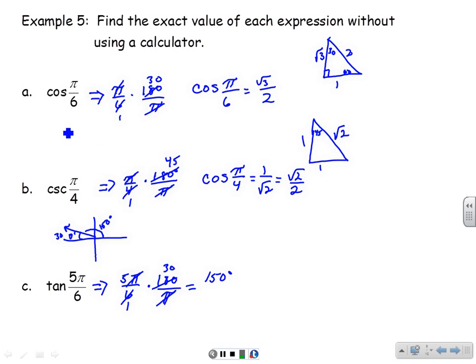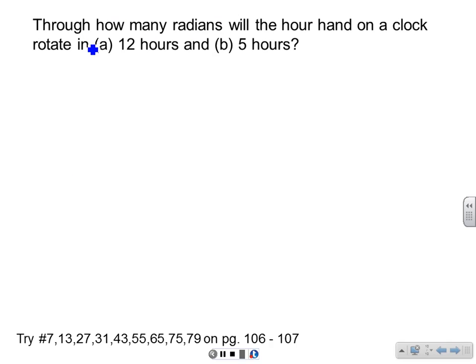And so really we're looking for tangent of 30 degrees. Well, we have that on this triangle up here. Tangent of 30 degrees is going to be opposite over adjacent. Tangent of 5 pi over 6 is going to be negative because we're in quadrant 2, and remember sine and cosecant are the only things that are positive in quadrant 2. So it's going to be a negative, tangent's going to be opposite over adjacent, so that's 1 over radical 3, or negative radical 3 over 3.